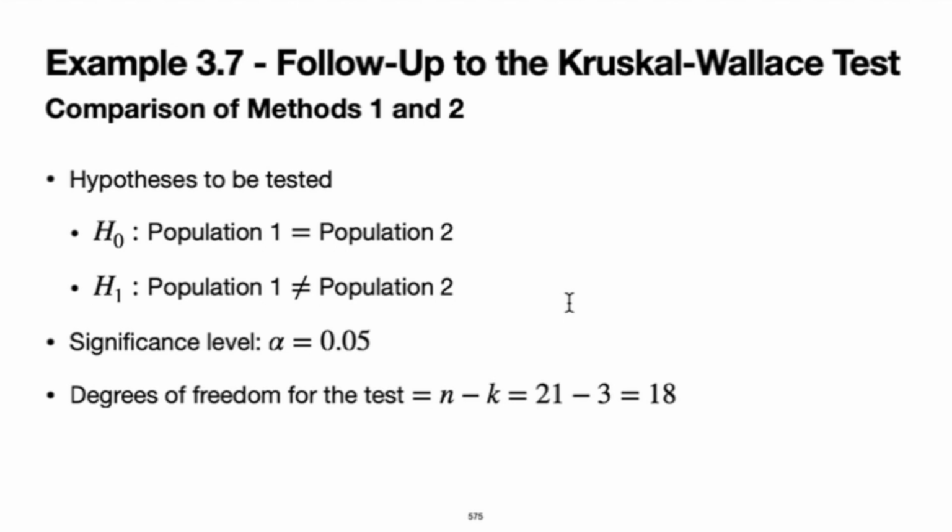Okay, the significance level we're going to use is 0.05, and the degrees of freedom for the test is given by n minus k. N is the total sample size, the total number of observations, that's 21. And we're comparing 3 populations overall, and so k is equal to 3. And so this test has associated with it 18 degrees of freedom.